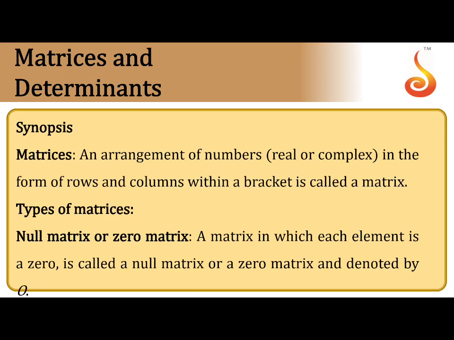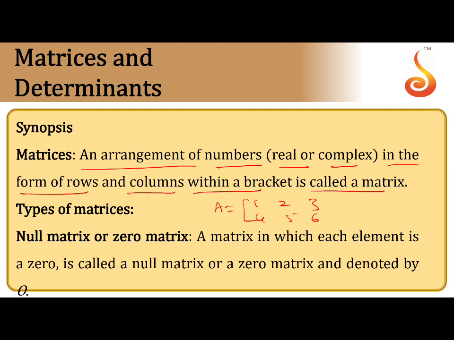What is the definition of a matrix? An arrangement of numbers, real or complex, in the form of rows and columns within brackets is called a matrix. Let us consider an example: 1, 2, 3, 4, 5, 6. Here I arrange the numbers in such an order. This is called a row, row 1. This is row 2. Similarly, column 1, column 2, column 3.